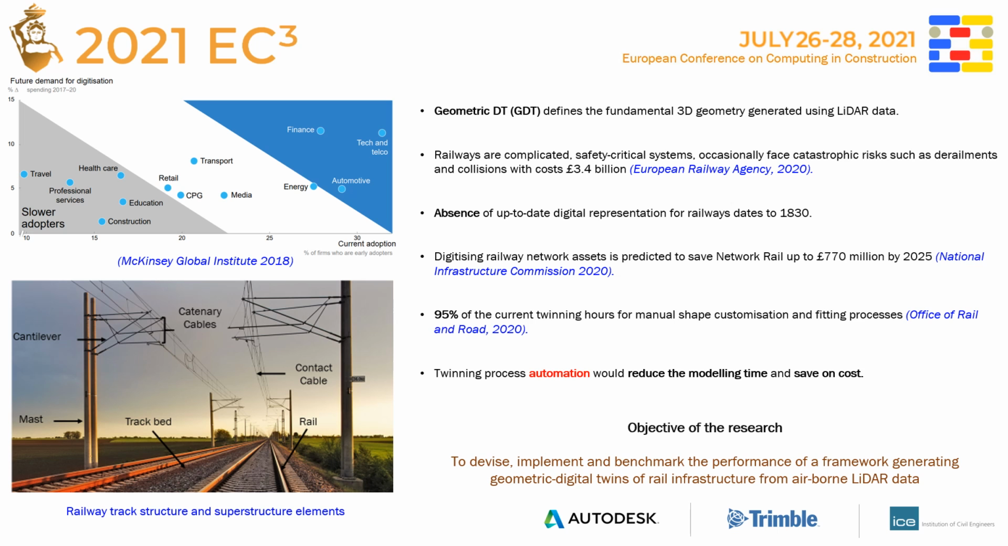So the digital twinning process automation would reduce the modeling time and eventually save on costs. This explains why there is a huge market demand for less labor-intensive railway maintenance techniques that can efficiently boost railway operations and productivity. So with that aim in mind, we focus on automatically generating geometric digital twins for railway track structure and superstructure elements.